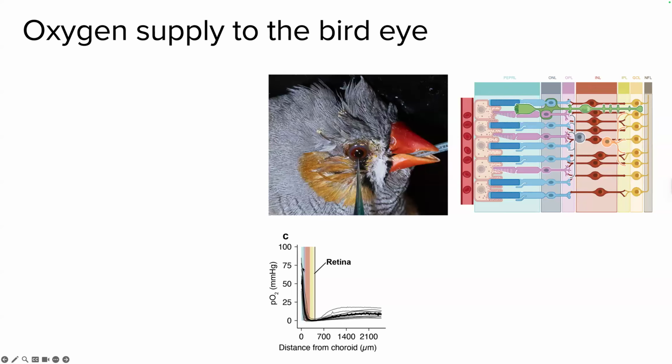Then we get traces like this, where at distance 0, we have the choroid with very high oxygen levels. Oxygen levels drop as we go into the retina, and then they gradually increase a little bit as we go into the vitreous. We could apply some diffusion modeling to our data and calculate the flux rates of oxygen from the choroid and from the vitreous of the eye, which would provide us with the relative proportion of oxygen supply from the pecten and from the choroid.